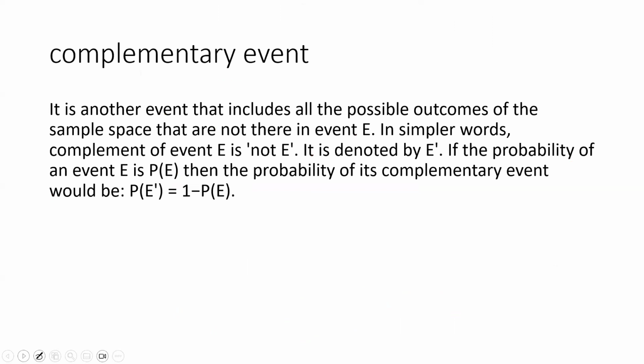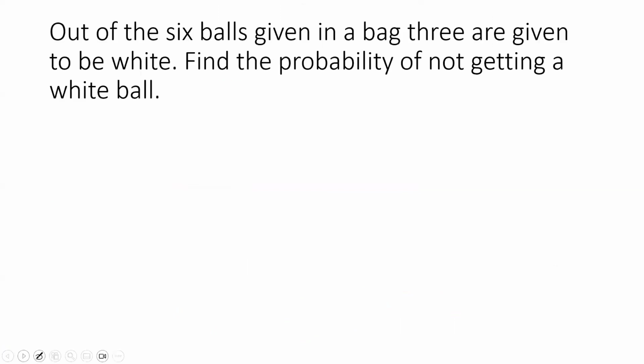Okay. Then you have complementary events. These are events that are happening in a sense that it's a negating of what is happening. So for example, if you look at the question that I have here, out of 6 balls given in a bag, 3 are given to be white. Find the probability of not getting a white ball. So in this case, I'm gonna say what? Probability of not white. And this will be equals to 1 minus probability of white.